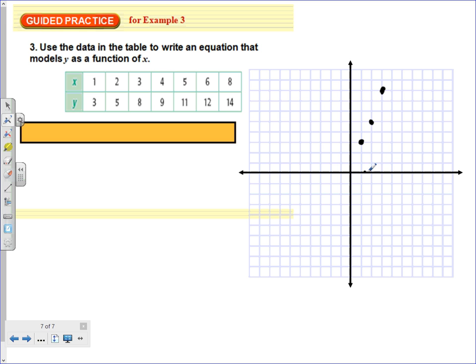X is 4, y is 9. 5 takes us up to 11, which actually comes off my graph here. I didn't do a very good job of putting my x and y. So hold on, I'm going to add a different graph in.